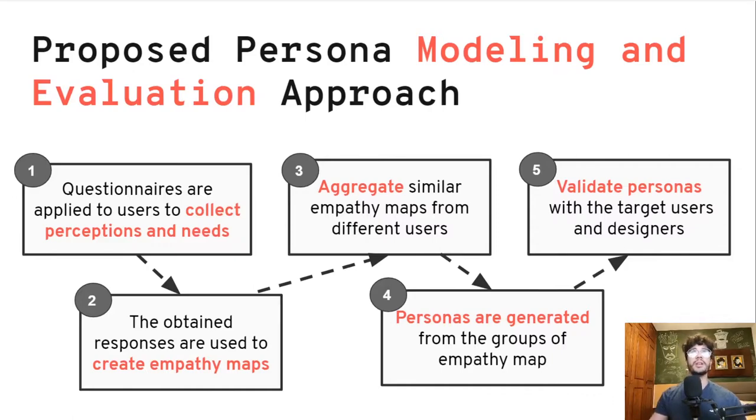The first one is applying questionnaires to collect users' perceptions and needs of explainability. And then we obtain the responses. With the obtained responses, we create empathy maps for each user. Then, on the third step, we aggregate similar empathy maps from different users. On the fourth step, with the aggregations, we create personas from the groups of empathy maps. At the fifth and last step, we validate those personas with the target users and designers.